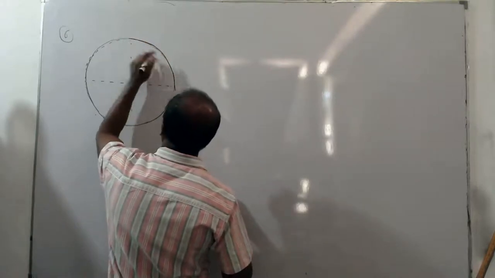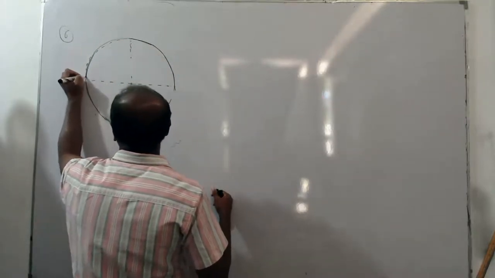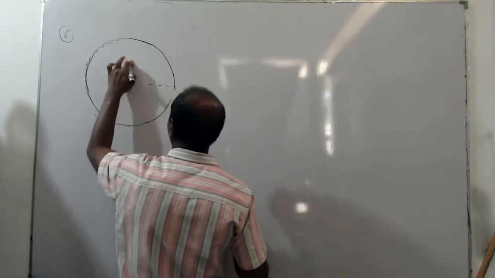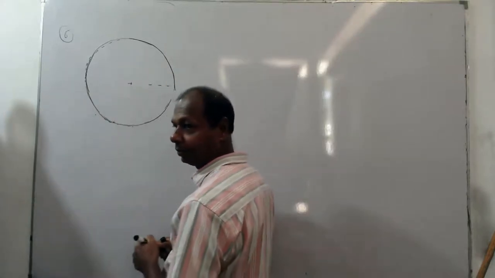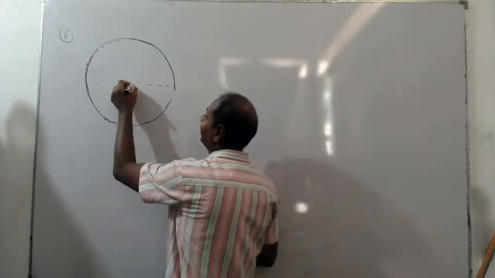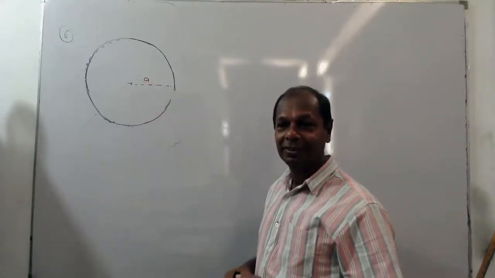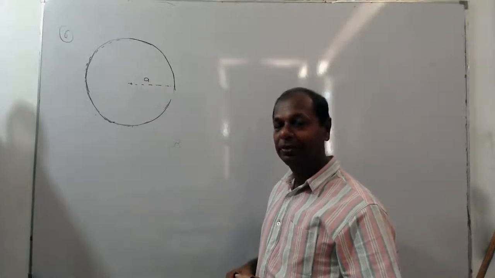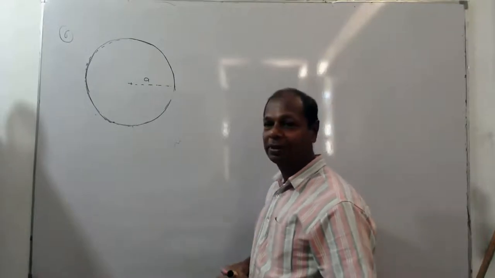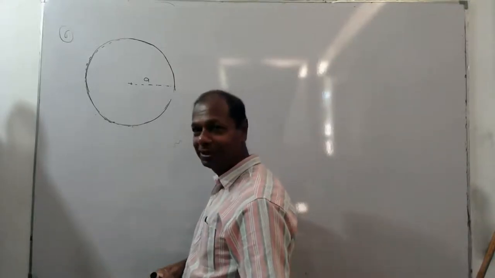The sphere, right? Full sphere. Inside the sphere there's a rod. This is the sphere of radius A. The rod is of length root 3 A, which is less than 2A, less than the diameter, right? So the rod is inside the sphere.